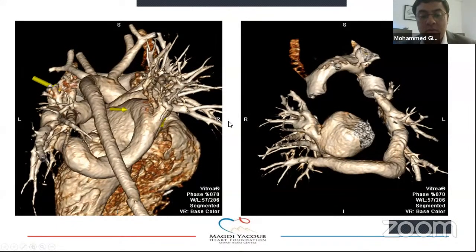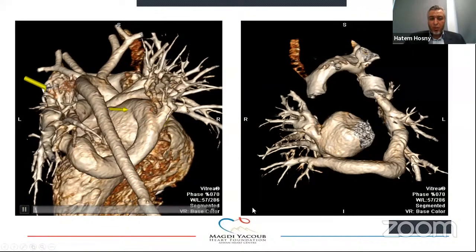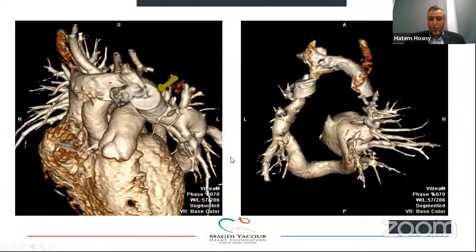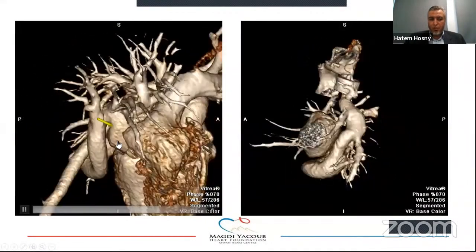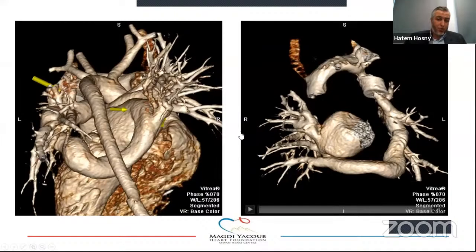Dr. Hatem, what was the management of this case? So the usual course for a vertical vein draining total anomalous pulmonary venous connection is usually in the posterior mediastinum, which is accessible by just opening the posterior pericardium. And then what we usually do is open the pulmonary venous confluence and divide the vertical vein. But in this case, the vertical vein was deeply embedded inside the lung and was not accessible from surgery.